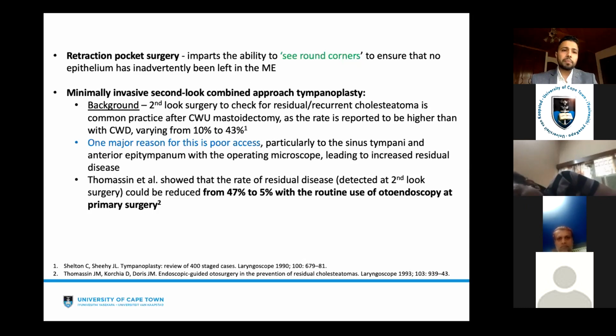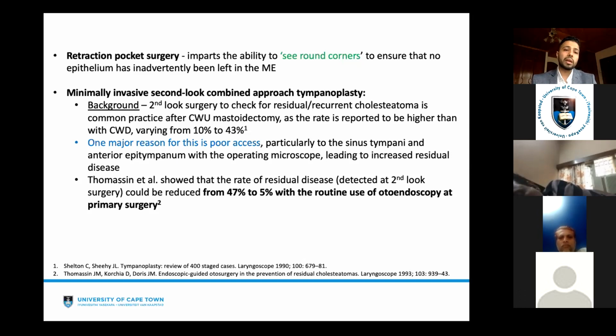Thirdly, minimally invasive second look combined approach tympanoplasty. The use of the endoscope has also given some advantages. And just to give us a bit of background, second look surgery to check for residual or recurrent cholesteatoma is common practice in parts of the world after canal wall up mastoidectomy, as the rate of recidivism is reported to be far higher than with canal wall down mastoidectomies. And that rate can vary between about 10 to about 43%.